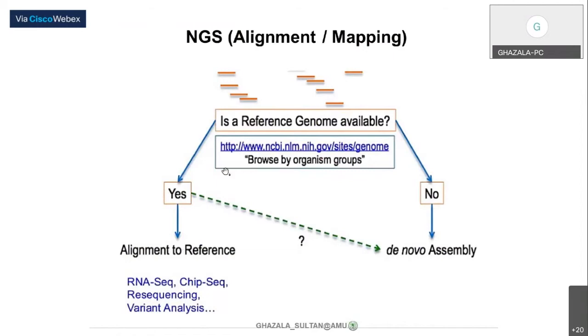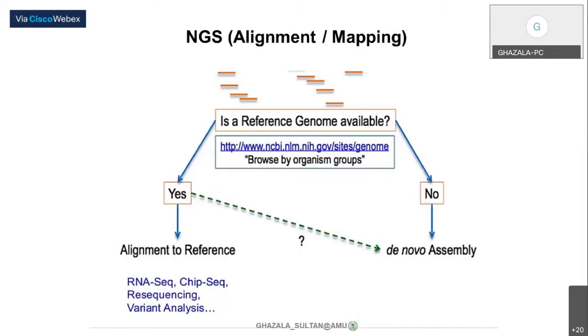If we have the reference genome for that particular organism, we can just go for alignment or mapping of the reads in our sequence file onto the reference genome, which is already available. That proceeds to RNA-seq and ChIP-seq. All of these we can do using the reference genome if it is available. So we prefer to study organisms where we have the reference genome, because that is much easier to work with, and we can use different tools since there is already information available.